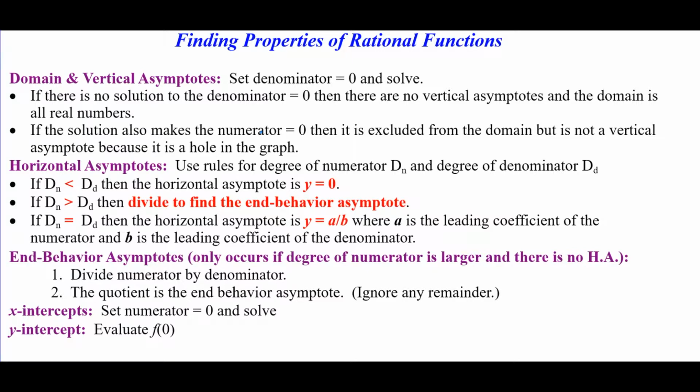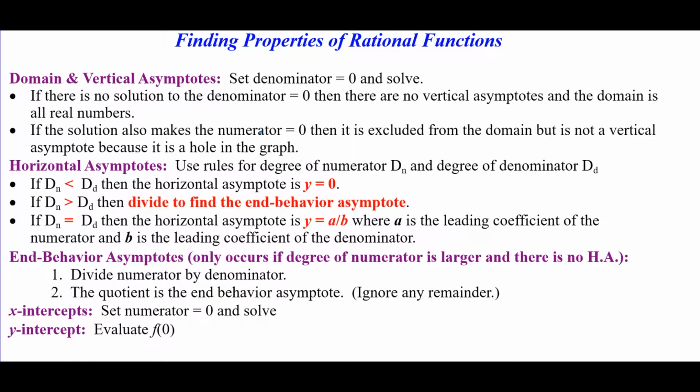If the solution also makes the numerator 0, then we want to exclude it from the domain, but it's not a vertical asymptote. It would just be a hole in the graph. The same rules apply for horizontal asymptotes. We're going to use the degree of the numerator and denominator. The exception here is that if our numerator degree is bigger, there is no horizontal asymptote, but there is what we call an end behavior asymptote that we're going to have to look at. So in order to find that end behavior asymptote, we divide the numerator by the denominator and take the quotient only from that division, and that is my end behavior asymptote.